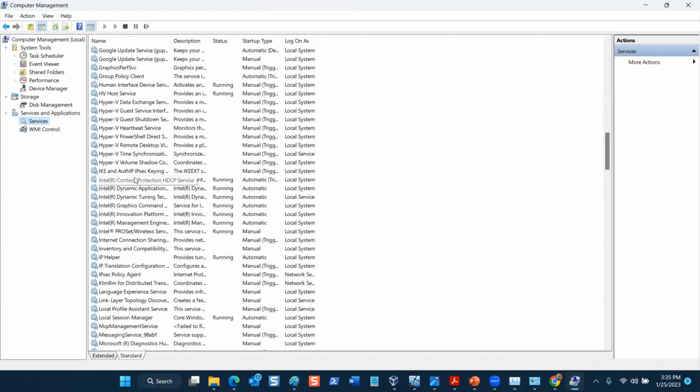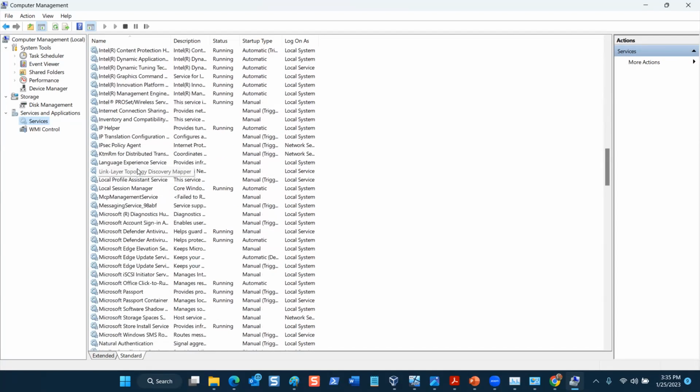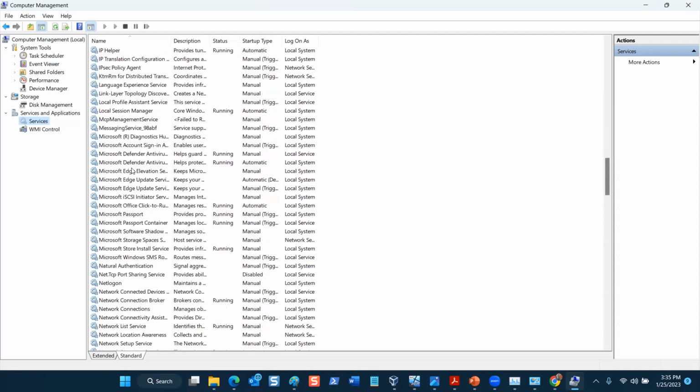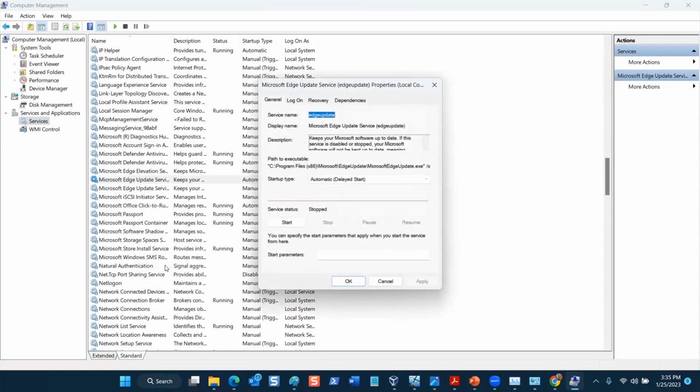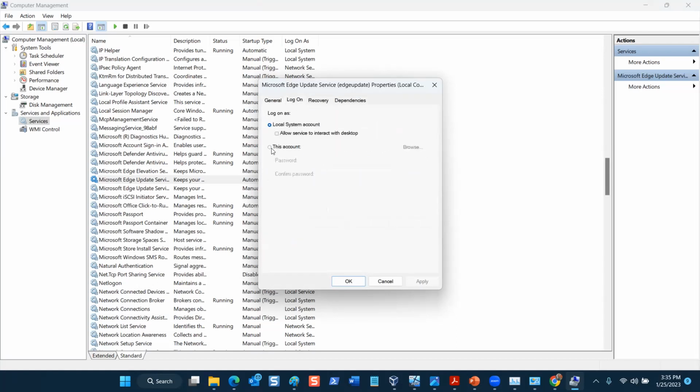So let's pretend that I have a service associated with my Edge browser, right? It starts automatically, but if I right click this and go to properties, you can require or configure or design a service to require a specific account to log in. Now, if you're using an account and you have to authenticate, passwords are the most common.